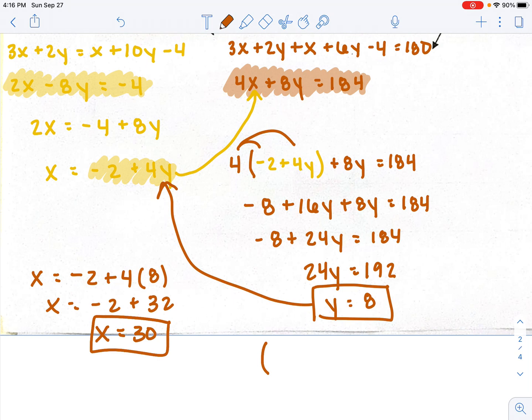So you can write it just like that. You could also write it as an ordered pair, 30, comma 8. I'm going to be very flexible on either one. My idea is if you can get to this point where you have both variables, I'm extremely impressed.